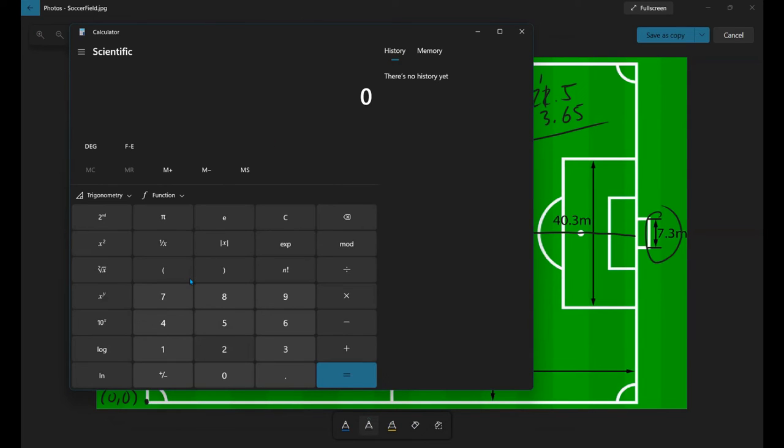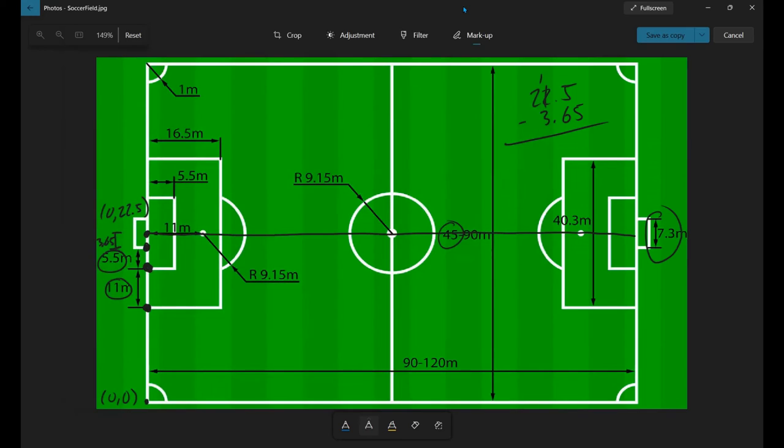All right, 22.5 minus 3.65, 18.85, okay. So that's this point here. The x-coordinate is 0, y-coordinate is 18.85. Because we don't have whole numbers anymore, we cannot use the snap to grid. At least not the absolute snap to grid, you're going to have to type in the coordinates.